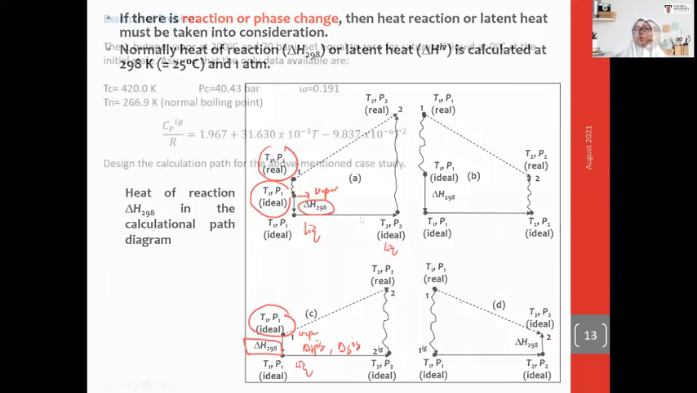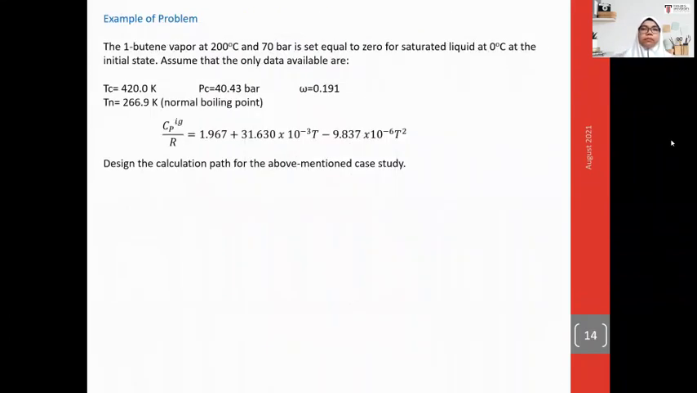Okay, from the example here, the butane: butane vapor at 200 degrees Celsius and 70 bar, with enthalpy and entropy set equal to 0 for saturated liquid at 0 degrees Celsius at the initial state. Assume the only data given. Okay, the question is to design the calculation part. So set equal to 0 for saturated.